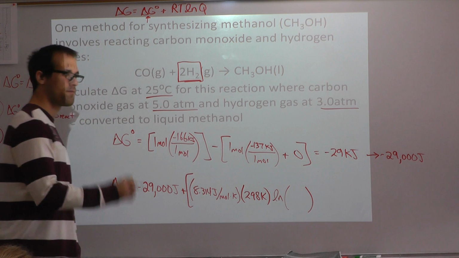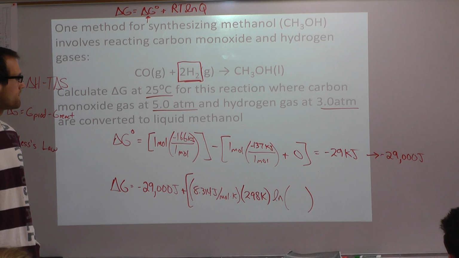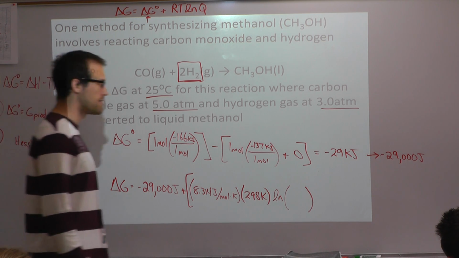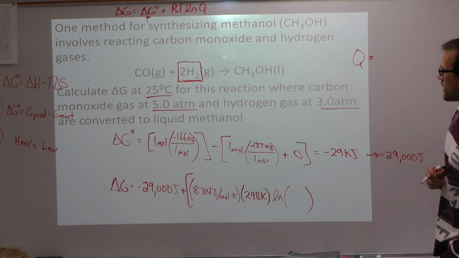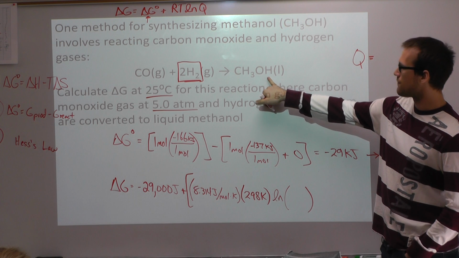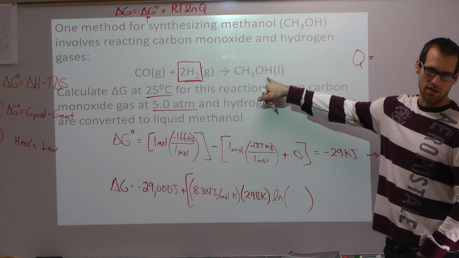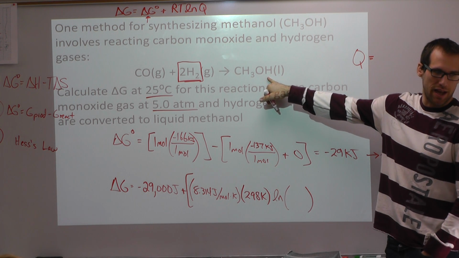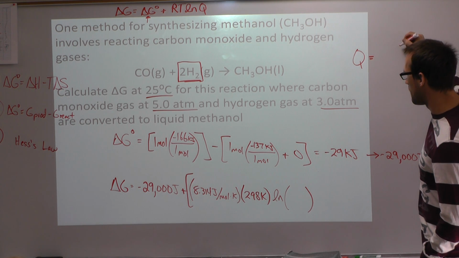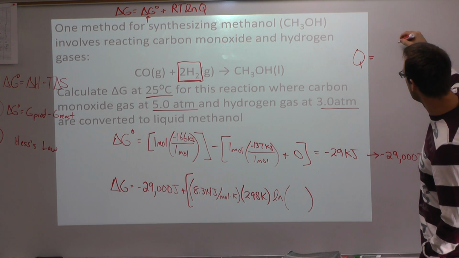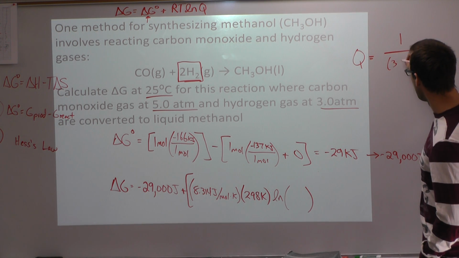How do we find Q? Yep. So let's just write the expression first. Well, this isn't going to be anything because it's a liquid. Liquids or solids are 0, but it's not going to have any pressure because it's a liquid anyways. So just 5 times 3. Isn't it, well, 1 divided by 3 times 5?